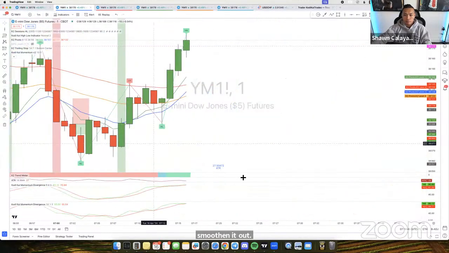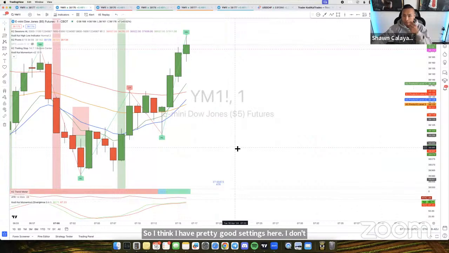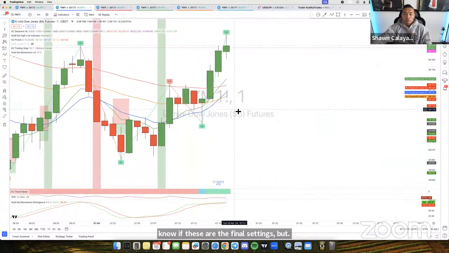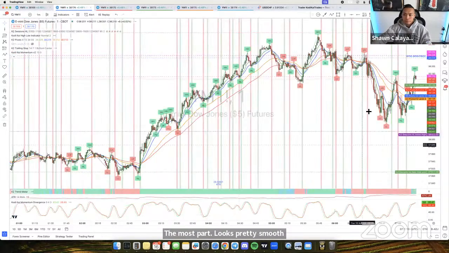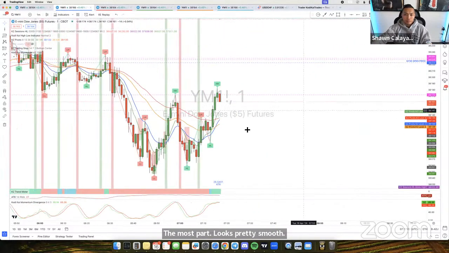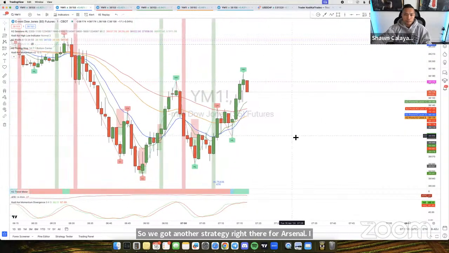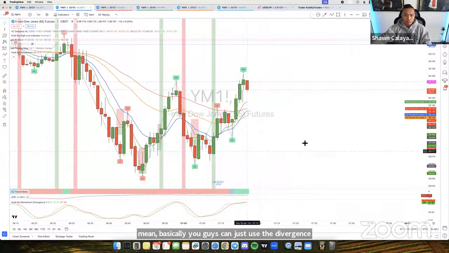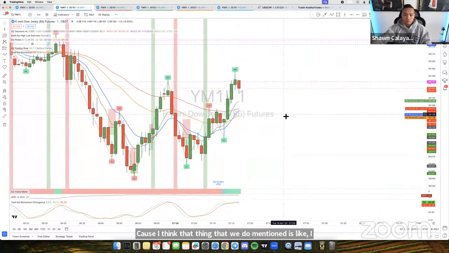So I think I have pretty good settings here. I don't know if these are the final settings, but for the most part, looks pretty smooth. So we got another strategy right there for Arsenal. I mean, basically, you guys can just use the divergence for a confluence for any entry. Because I think that thing that Madhu mentioned is pretty huge. Because you can technically trade without a trend, it looks like.